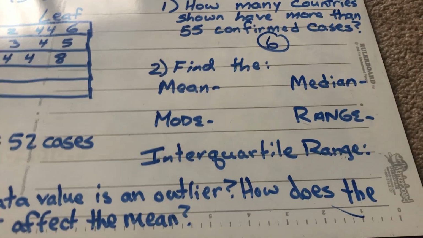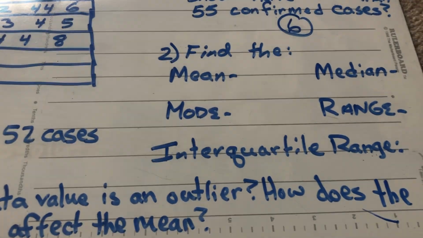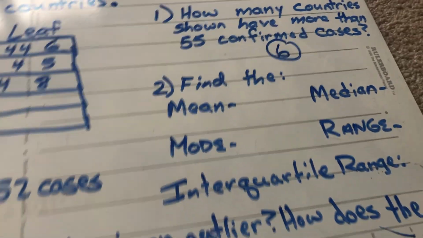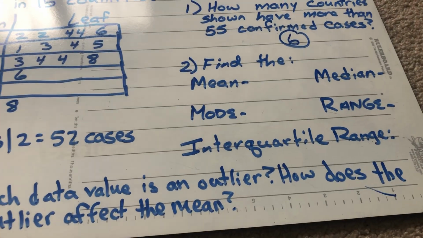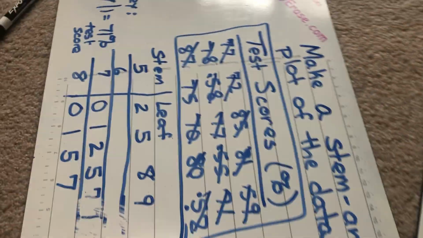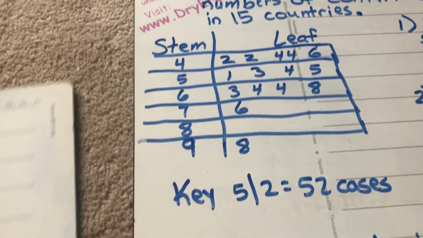Then it wants me to find these different measures of central tendency: mean, median, mode, range, interquartile range. So I'm going to come over here to my board. I'm going to clear off my original stem and leaf plot to give us some more numbers. And the first thing I want to do is find the mean. So I'm going to look at my numbers here.